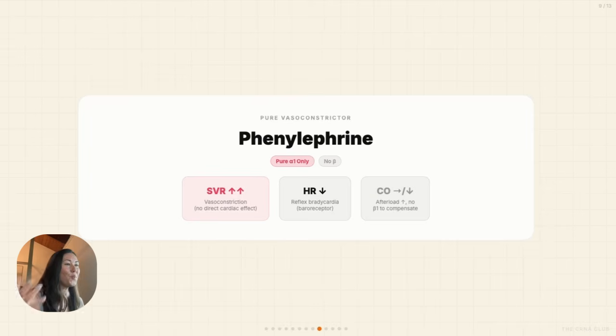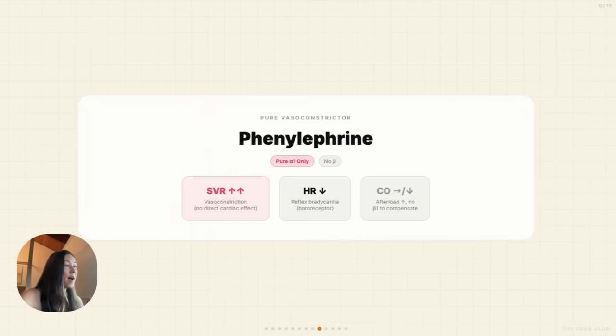So next up, one of the favorites in the operating room is phenylephrine. Now, this might be too weak of a drug for you to be using in an ICU, but we use it a lot in the OR, so we're going to go over this. So phenylephrine is a pure alpha 1. There is no beta activity at all. SVR goes up, heart rate goes down from baroreceptor reflex.